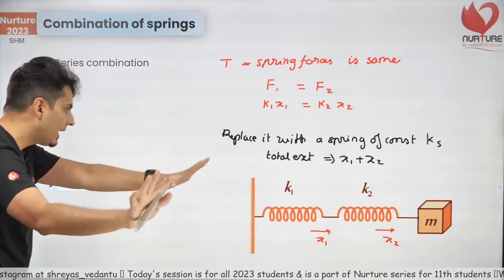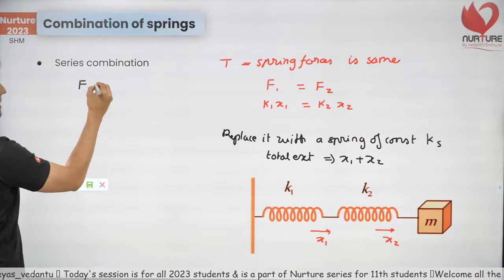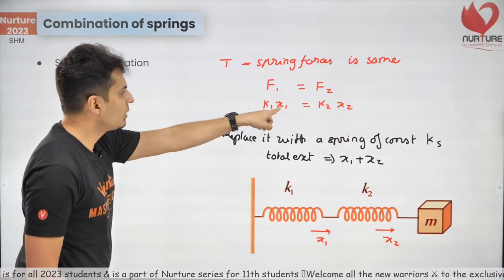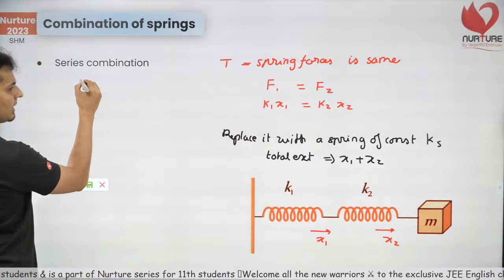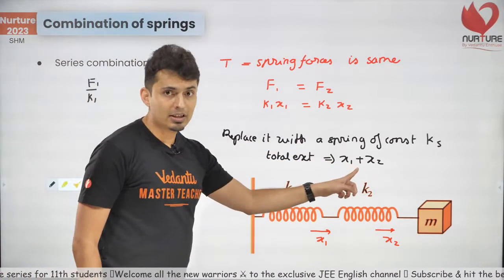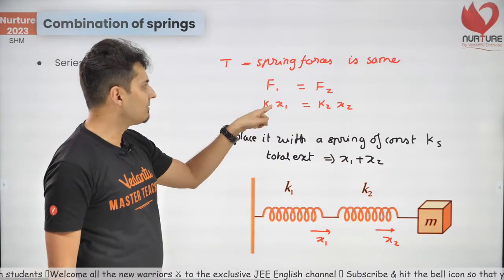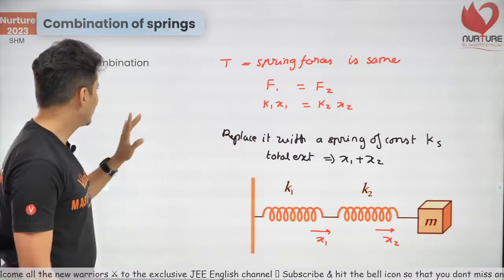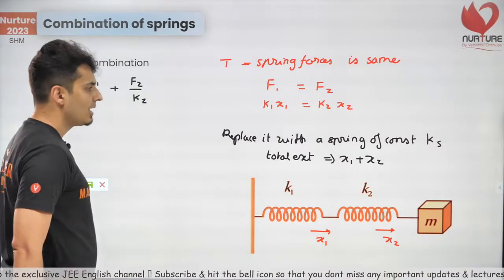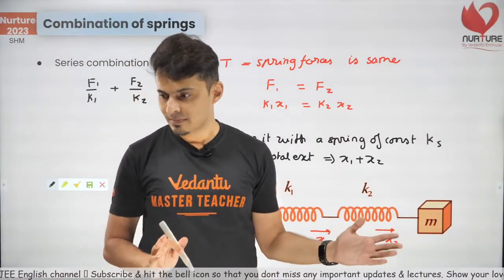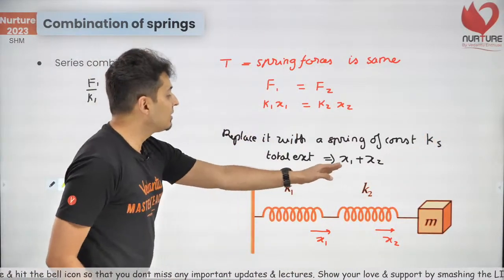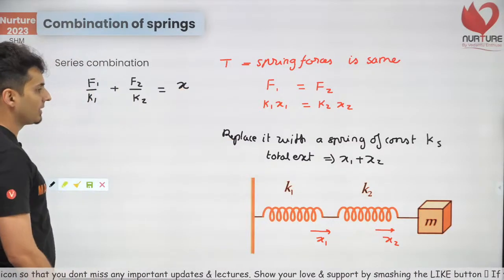Makes sense? Hence, can I say that x1 from here is nothing but F1 by K1? Because F1 is equal to K1 x1, x1 is F1 by K1. And x2 is nothing but F2 by K2. Everybody gets this? Fair enough? Simple. Now, this will be equal to the total extension x of that spring. That's what I have just got.